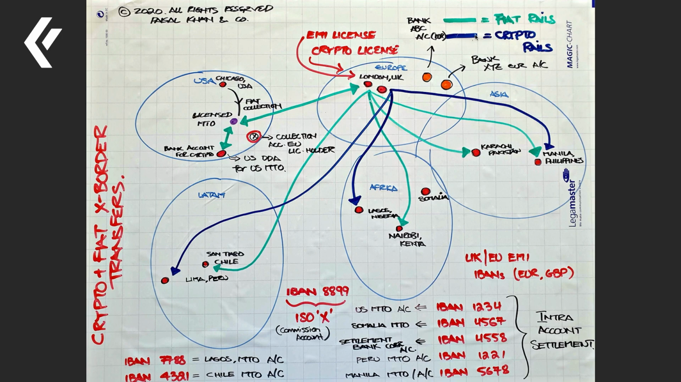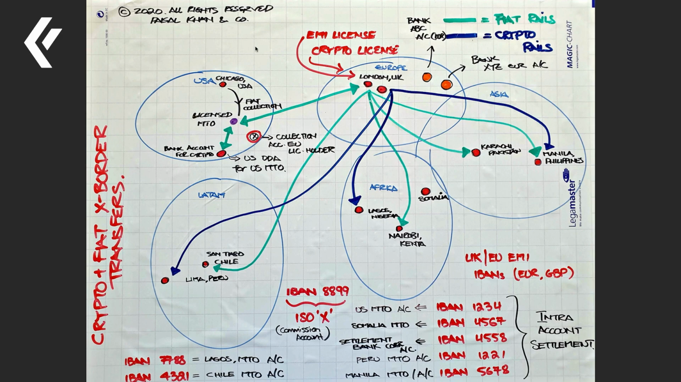The other thing is these two colored lines. One is a green line and one is a blue line. The blue line is crypto delivery, and the green line is the fiat rail. So the green line is fiat money going across, and the blue line means crypto delivery.